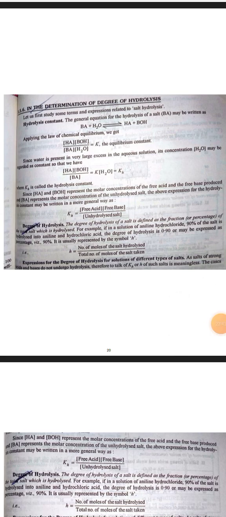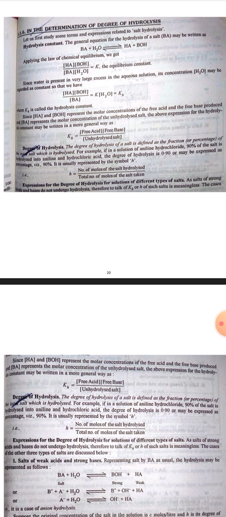Since water is present in very large excess in the aqueous solution, its concentration H2O may be regarded as constant, so that we have concentration of HA times concentration of BOH upon concentration of BA equals K times H2O equals Kh, where Kh is the hydrolysis constant. Since HA and BOH represent the molar concentration of the free acid and the free base produced, and BA represents the molar concentration of unhydrolyzed salt, the above expression for the hydrolysis constant may be written in the more general way as Kh equals free acid times free base upon unhydrolyzed salt.